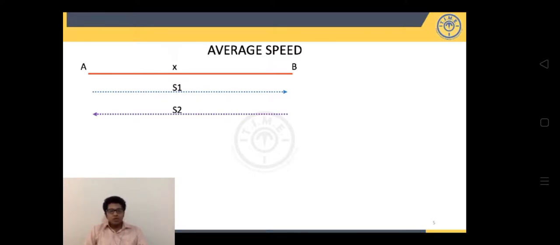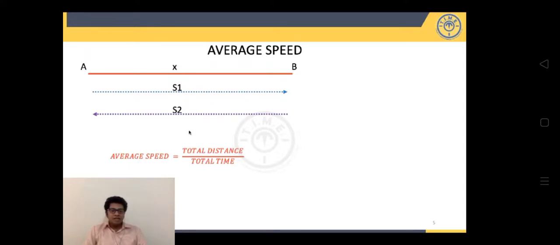Here, what is the total distance traveled by the person? He travels from A to B and then from B to A. So total distance is x plus x, which is 2x, divided by total time. So what is the total time? Time taken by the person to travel from A to B plus time taken to travel from B to A, the onward time and return time. From A to B I'll have time T1, return time is T2.